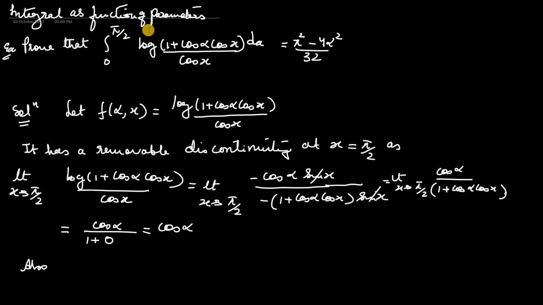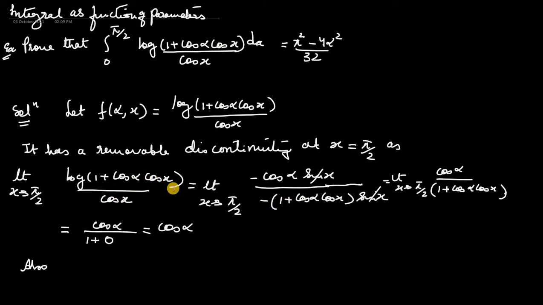So now, as usual, let us take f of alpha x, because we are taking alpha to be a parameter. Let us take f alpha x to be log of (1 plus cos alpha cos x) by cos x. And note down that this one has a removable discontinuity only at pi by 2, because if we take the limit of x tends to pi by 2, it will be of 0 by 0 form.